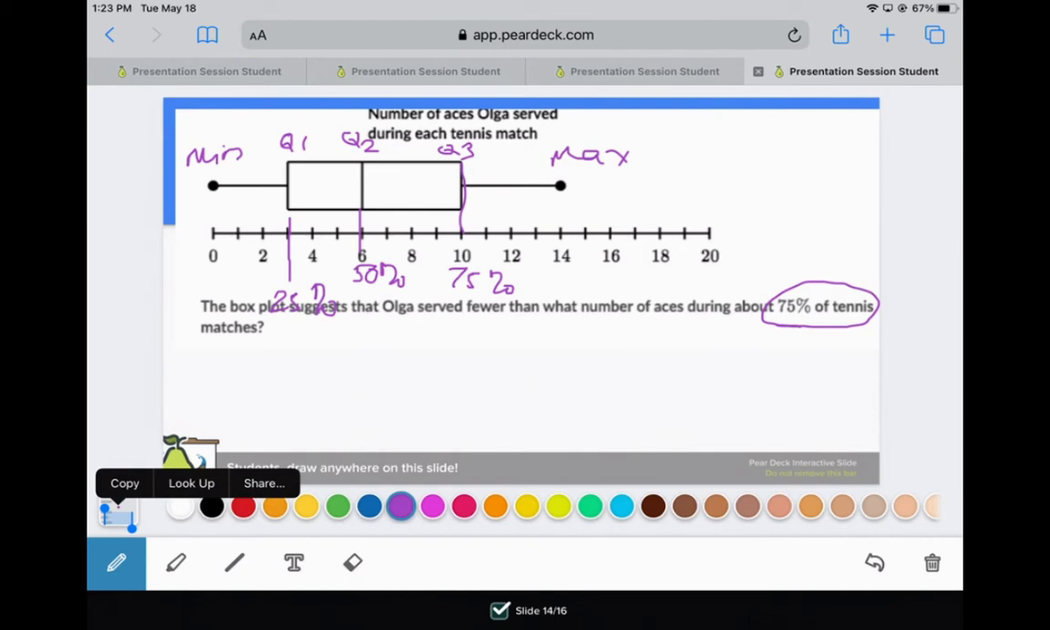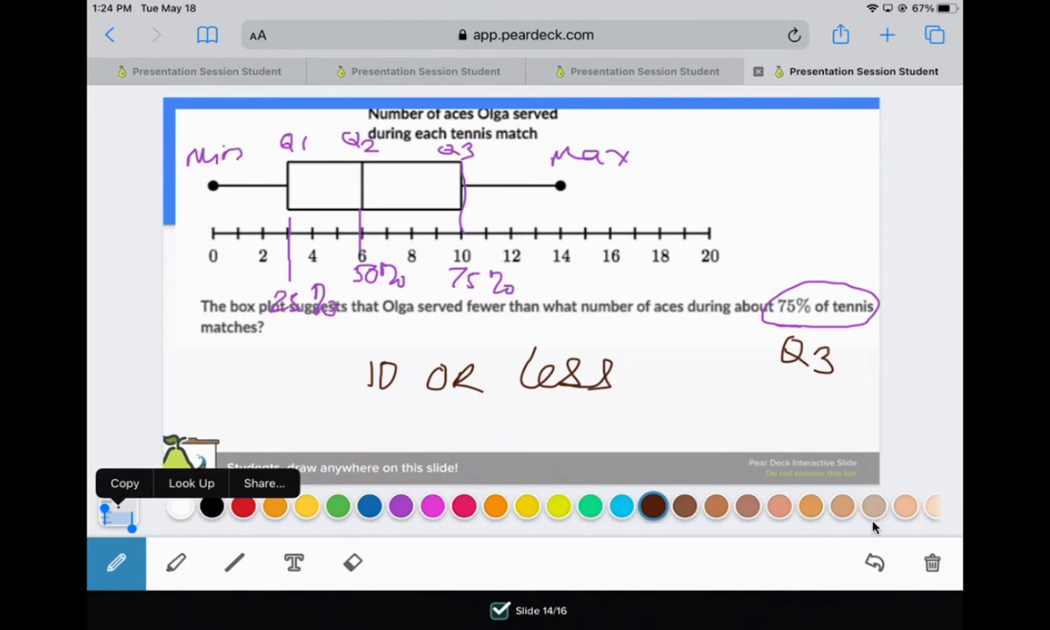Q1 is like a quarter. Q2, there are 2 quarters. Q3, there are 3 quarters. So that's 75%. So for 75% of tennis matches, it is implied that we talk about quarter 3. So you can say, look, Q3 is at 10. So what you can say is 10 or less. That will be the number that you want to use in this case.